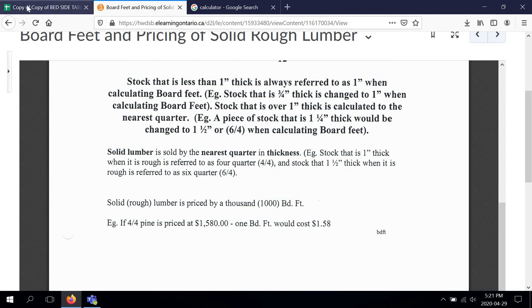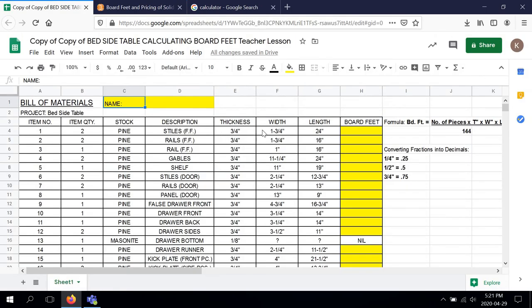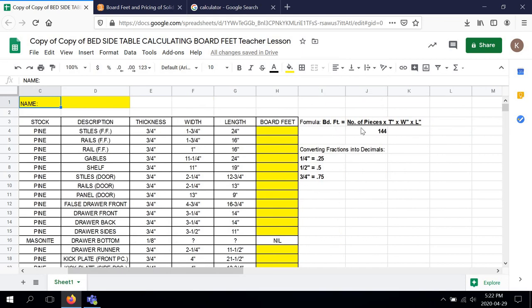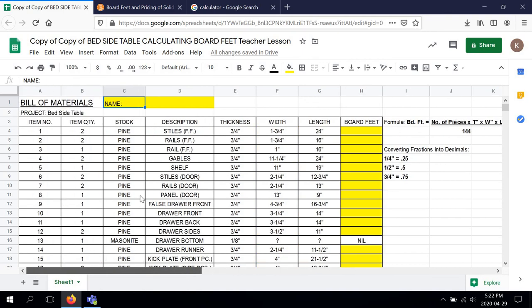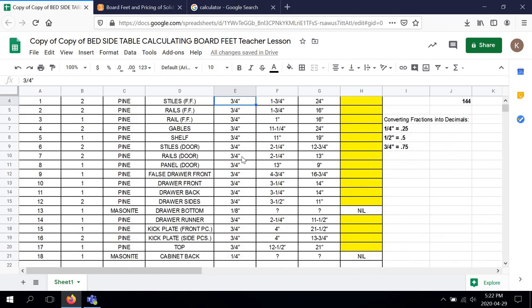All right. So going back to the Google Sheet, the formula says board feet equals number of pieces times thickness times width times length divided by 144. Item quantity column here is number of pieces. And not everyone was referring to this when they were doing their calculations. So that was a mistake people were making, as well as not changing the thickness to 1 inch, one whole number.